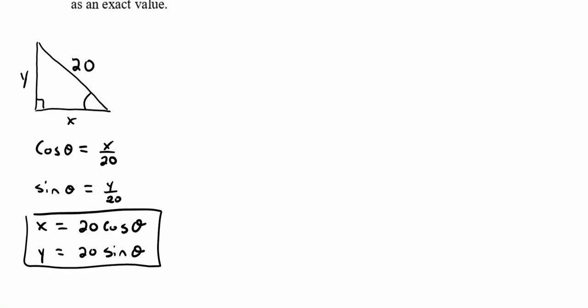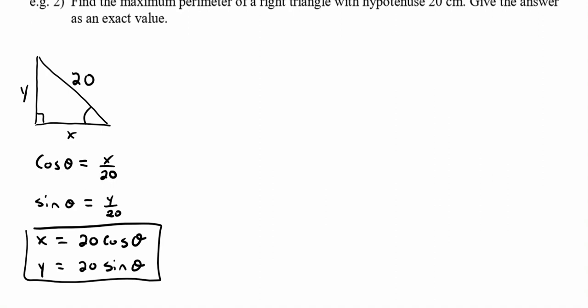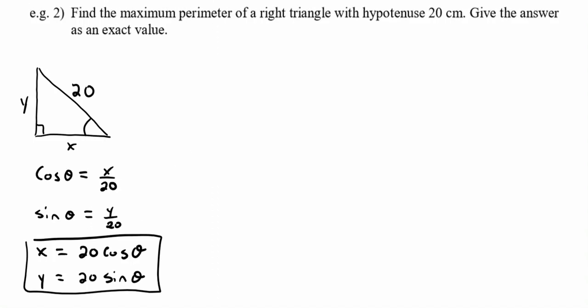So now that we have those constraints, this has to be the case for whatever we end up doing from here. Now if we want to find the maximum perimeter, then let's make an expression for the perimeter of this. That would just be x plus y plus 20 is equal to the perimeter. So let's write perimeter on this side: the perimeter is equal to.